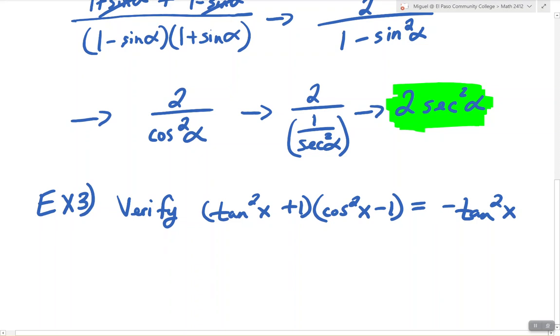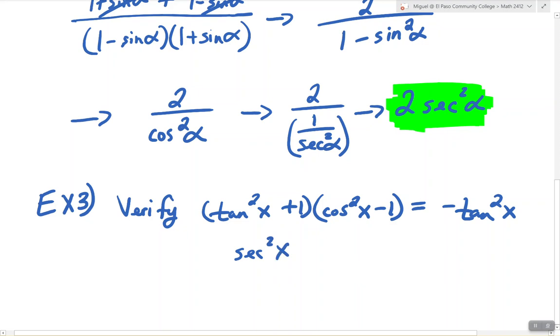In this case, we see that we have these two factors, tangent squared plus 1 and cosine squared minus 1. It looks like we could apply the Pythagorean identity to each one, so we will want to do that first. That way we can hopefully simplify this into one term, and this into one term, and then multiply them if we need to. Tangent squared plus 1, what do you think that would give us? Secant squared. So this one becomes secant squared.